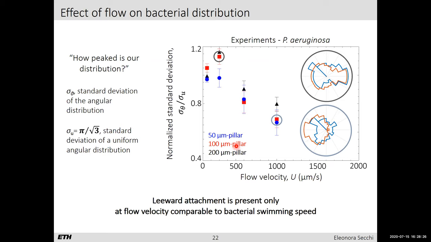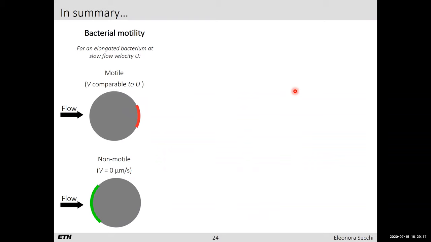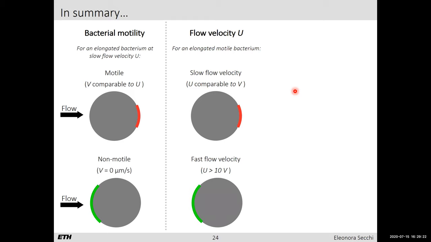Again, considering the simulation, we can have a more detailed picture of what is happening. And again, we see that we have an increase of the leeward peak and then a decrease in the active particles, which are the filled symbols. While here we consider passive particles, we see no dependence on the flow velocity. So they always end up on the windward side. And at some point, active particles tend to the passive particle limit. We can see here a very good agreement between experiment and simulation, showing that our model is really capturing the relevant phenomena at play in the system. So to sum up, bacterial motility and flow can create preferential attachment locations, but there is another ingredient we did not consider so far, that is bacterial shape.